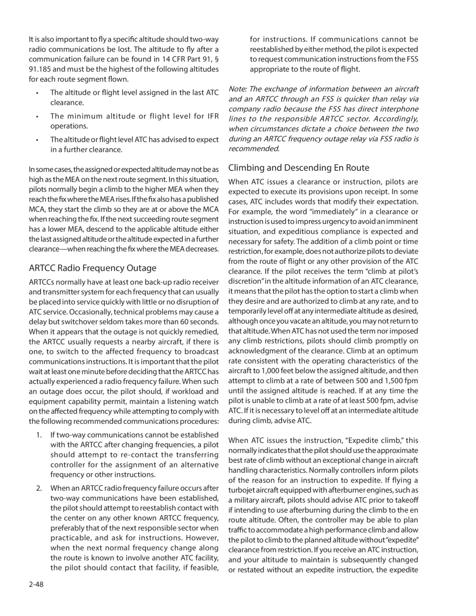In some cases, the assigned or expected altitude may not be as high as the MEA on the next route segment. In this situation, pilots normally begin a climb to the higher MEA when they reach the fix where the MEA rises. If the fix also has a published MCA, they start the climb so they are at or above the MCA when reaching the fix. If the next succeeding route segment has a lower MEA, descend to the applicable altitude, either the last assigned altitude or the altitude expected in a further clearance, when reaching the fix where the MEA decreases.